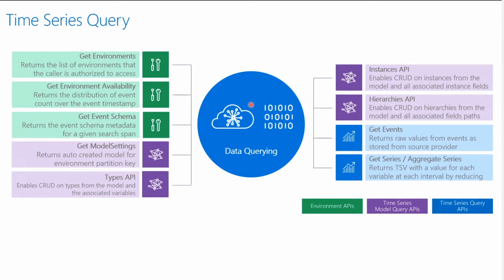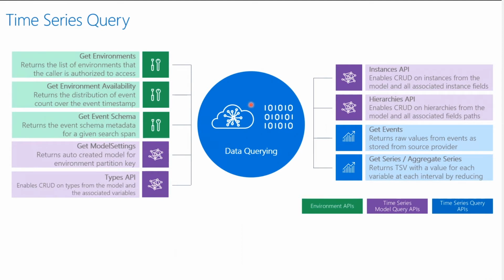Like, hey, how can I understand what are the environments I have access to? Or, hey, what is the distribution of the data within the environment? How can I understand the event schema of the data that is there in these environments? So all the things that have to do with environments are classified under environment APIs.